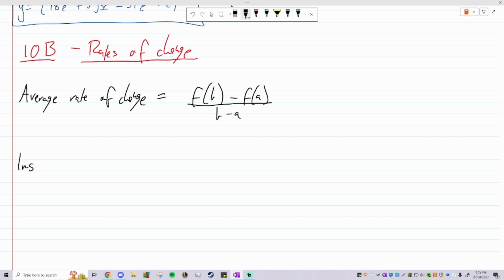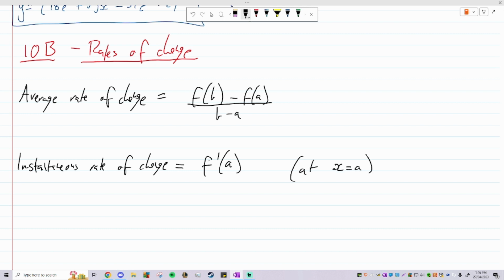Now again, I think we've talked about it, but instantaneous rate of change. Average rate of change is spread out. It's over 2 x values. Instantaneous is exactly at one value, so it's just the derivative. So I'm going to say f dash of a, and I'm going to just put in brackets at x equals a. So the instantaneous rate of change is just the derivative at that point.